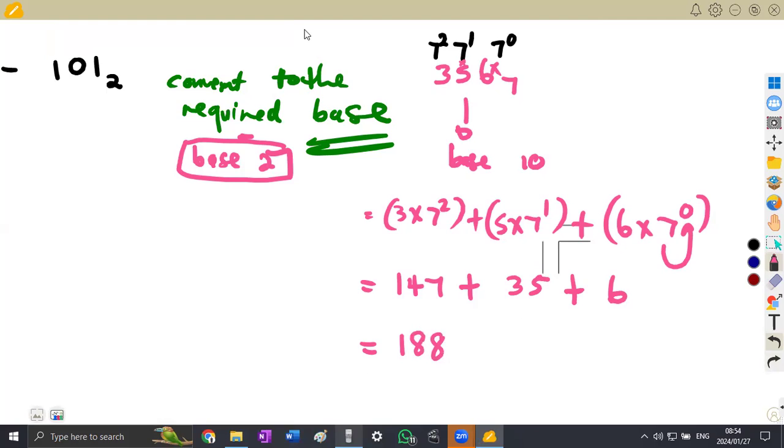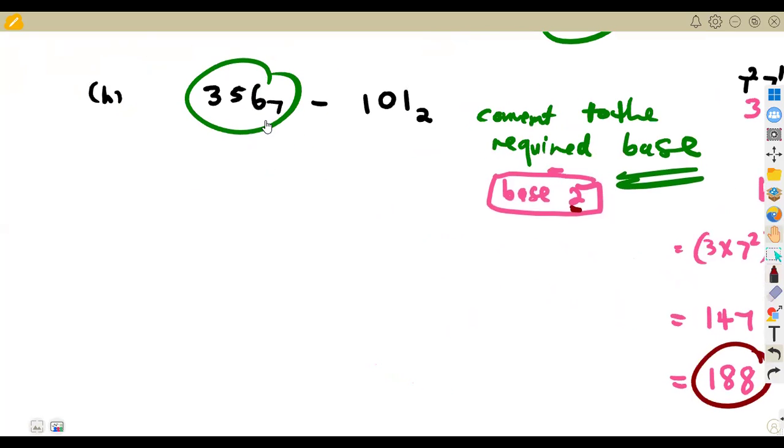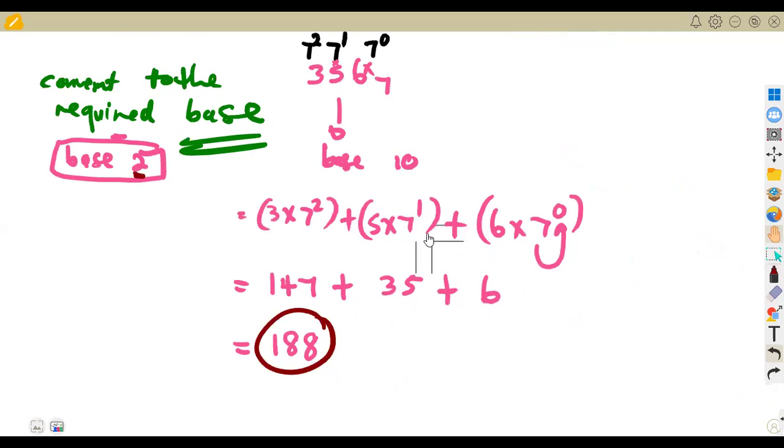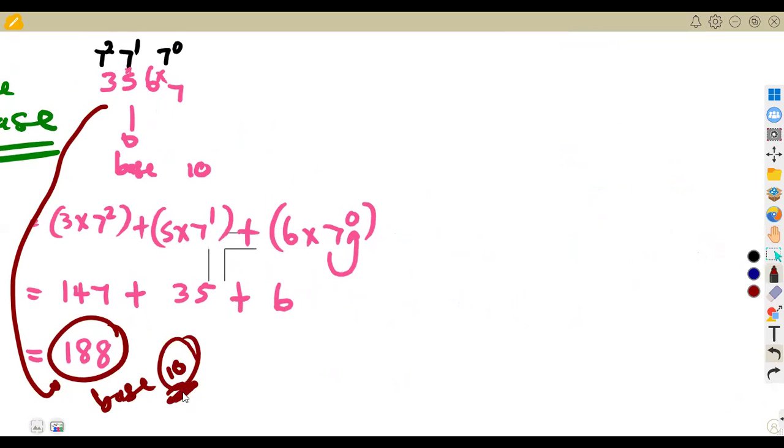188. Remember, we are converting where? To base 10. But our answer is supposed to be in base 2. Remember, we want to convert to the required base, which is base 2. Now we have converted this. It is now in base 10. This number, the same number that we had, is the one that you see here in base 10. But it must be in base what? In base 2. So how do we convert now from this base 10 to base 2?